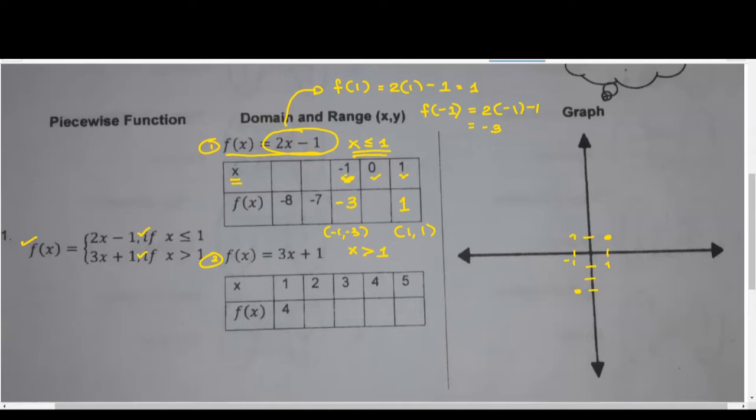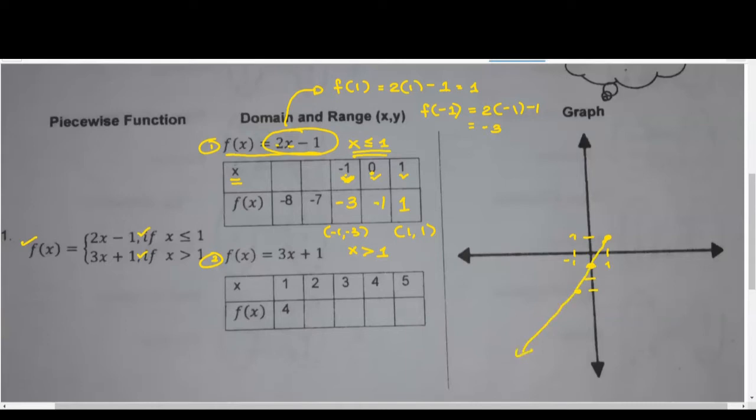Kung gusto nyo pa ng third point, okay lang. Kumpletohin natin to when x is 0. Let's do mental computation. What is 2 times 0? It's 0. Minus 1, it's negative 1. So 0, negative 1. Ito yung another point. Now, I'm going to connect them to create a line.